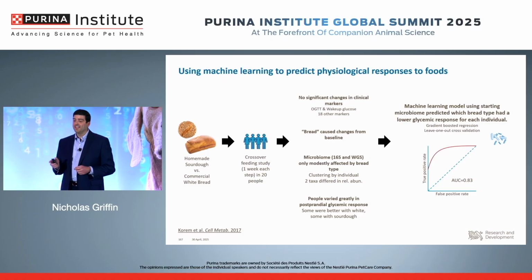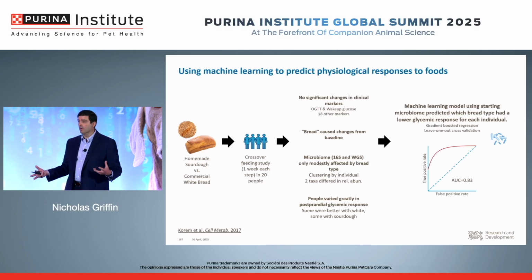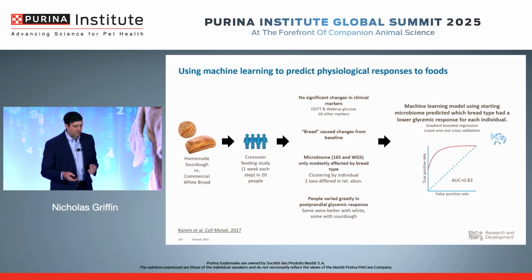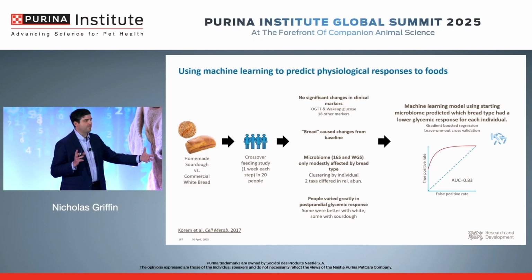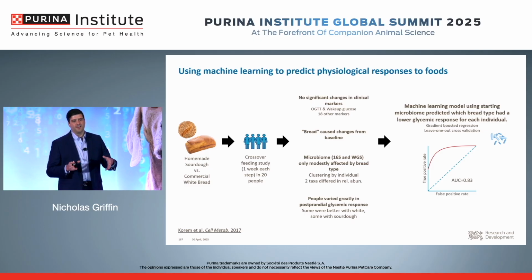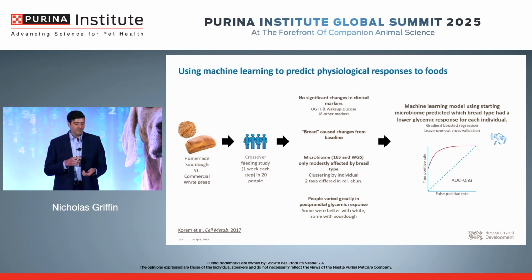This is one of my favorite examples. So another thing that you can do is predict responses. So you're not necessarily trying to assign a category to an individual, but in this case, it's a nutritional response. So Coram et al. in 2017 did an interesting crossover experiment where they fed either sourdough bread or commercial white bread to 20 people for week-long periods. And what they found using kind of traditional microbiome analysis methods and basic statistics were there were no bread type-based significant clinical markers that jumped out.